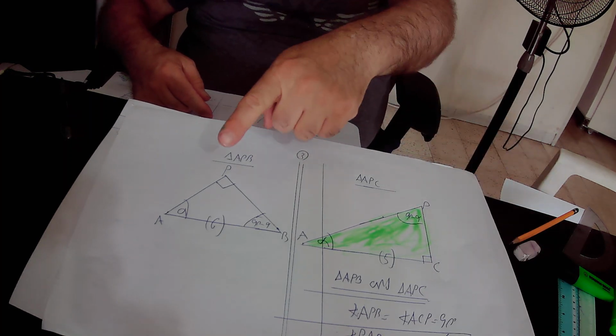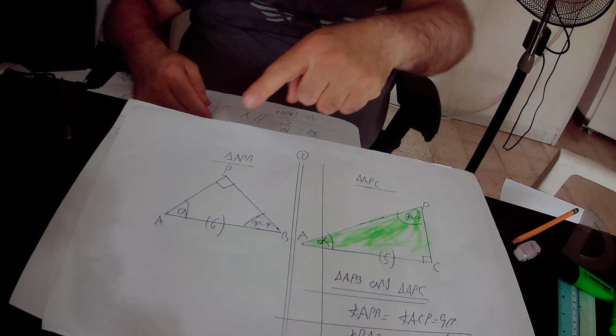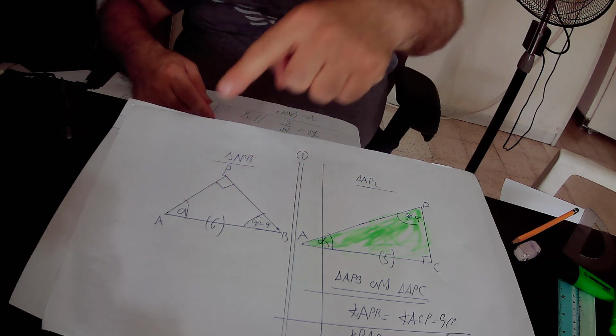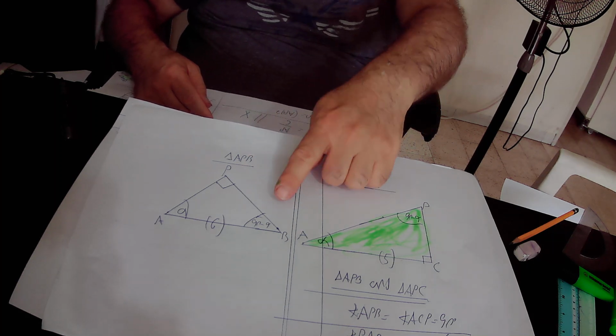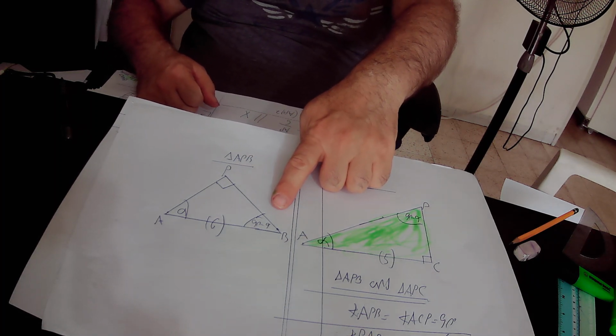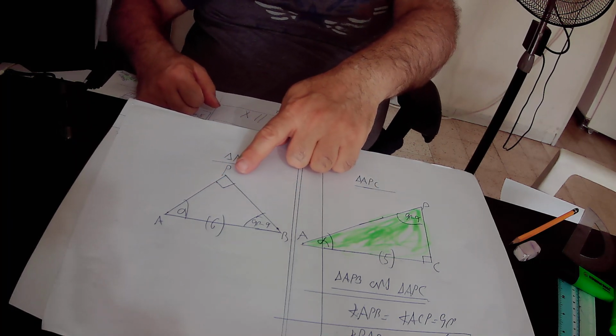So we define the common angle A as alpha, and therefore in this right triangle APB, this angle equals alpha. This angle equals 90 degrees, therefore the missing angle here must be equal to 90 degrees minus alpha. Why? Because 90 degrees minus alpha plus alpha is 90 degrees, and 90 degrees plus 90 degrees is equal to 180 degrees. It is the sum of the angles in any triangle.